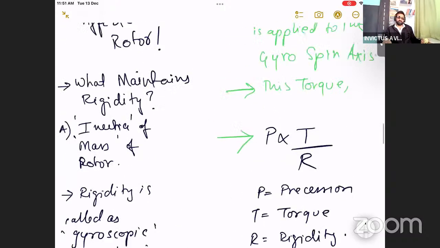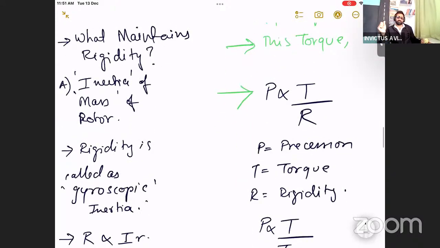Ashwini, finish your answer. Such a good answer. Finish it. Yes, sir. So precession is directly proportional to torque, sir. And what else? What is the last thing? Think for yourself, everything is in front of you. What is that last thing?